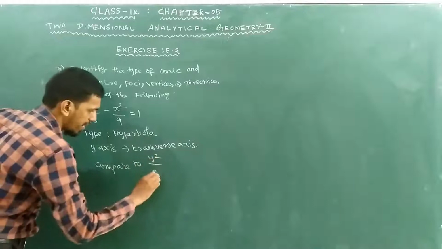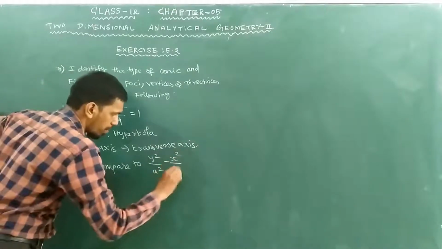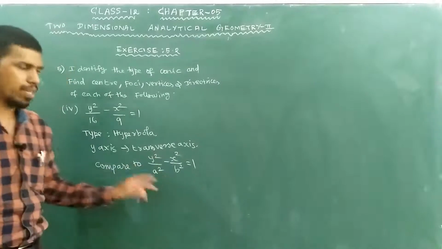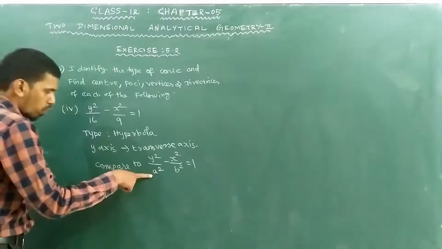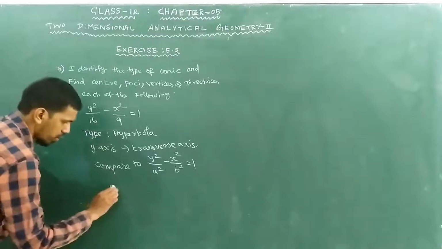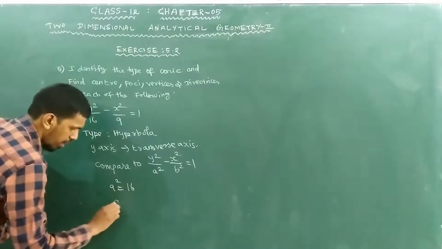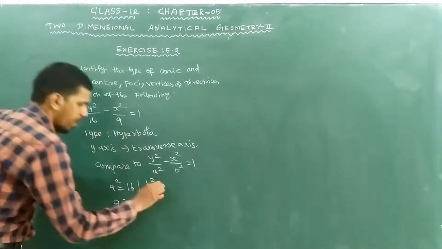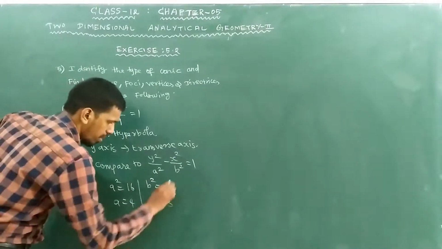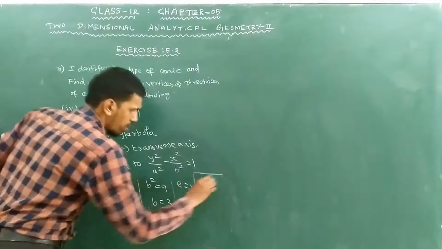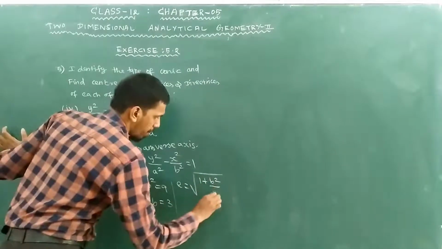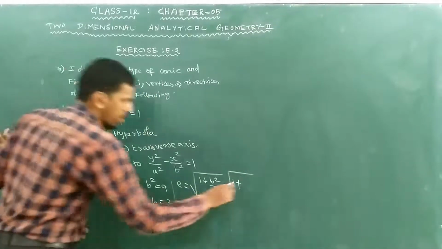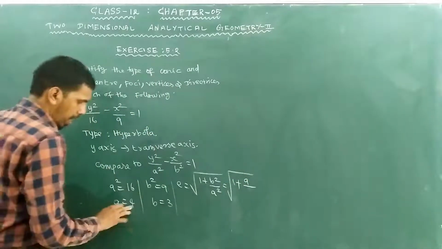Compare to y square by a square minus x square by b square equal to 1. So a square equals 16, a equals 4, and b square equals 9, so b equals 3. Then the formula for e is square root of 1 plus b square divided by a square, equal to square root of 1 plus 9 divided by 16.